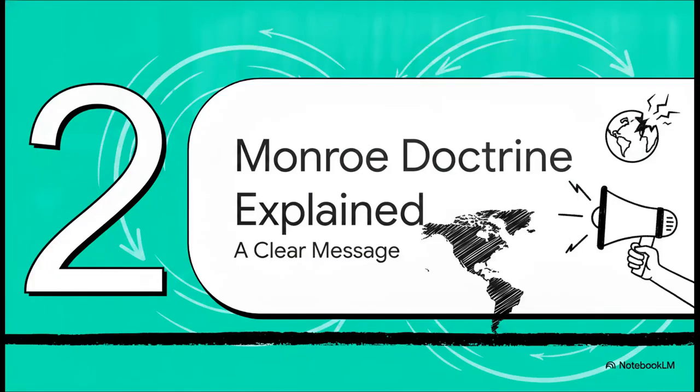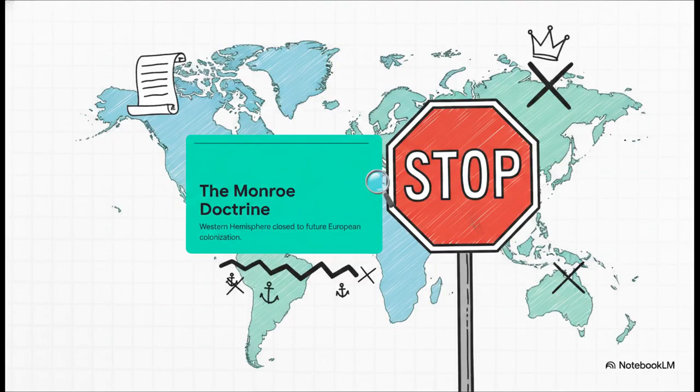Moving on to Section 2. The Monroe Doctrine explained. So, the crucial point is, this is the pivotal moment where American confidence translates into a massive shift in global politics. Get ready, because this is where the United States officially draws that line in the sand.